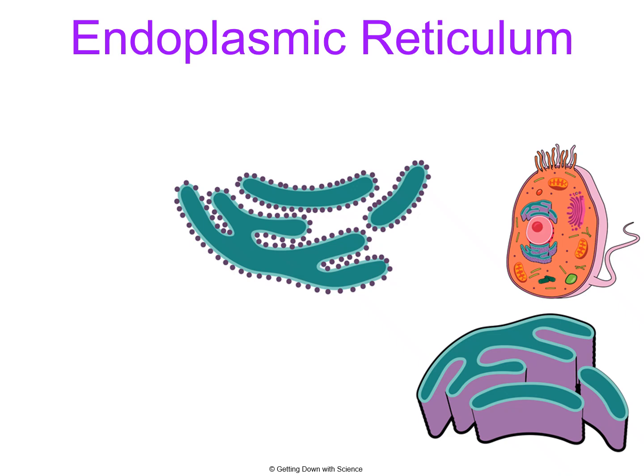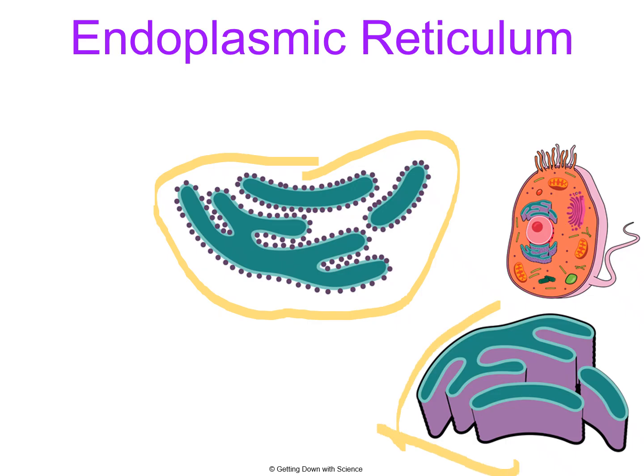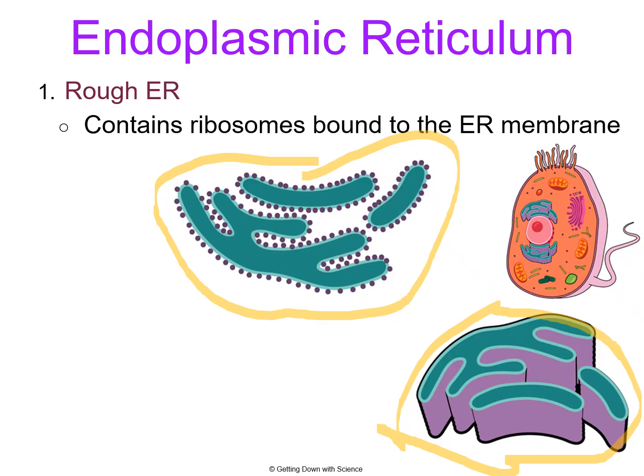All right, so endoplasmic reticulum. So let's look at the structure. So this one right here, we can easily identify as being the rough one. And this is the smooth one. And remember what makes the endoplasmic reticulum rough and what makes it smooth. So the rough one contains ribosomes that are bound to the membrane. So these ribosomes are attached. Once they're produced by the nucleolus inside the nucleus, they're going to leave through the nuclear pores and they're going to attach themselves to the endoplasmic reticulum.